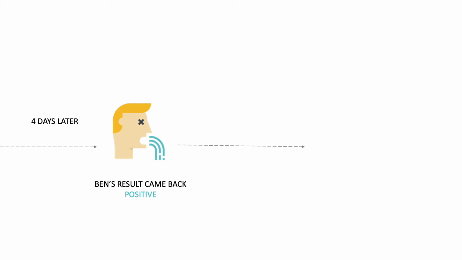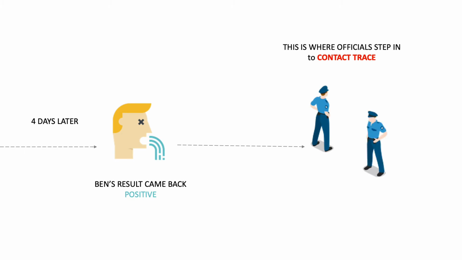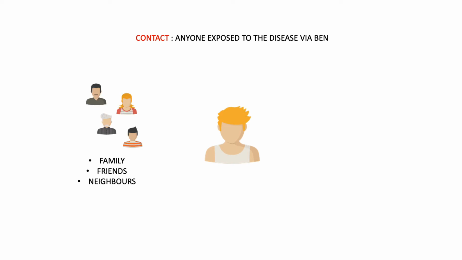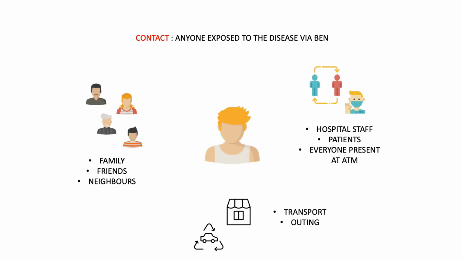4 days later, his swab comes back positive. This is where the officials step in. Who is a contact? This could be anybody who provided care for the patient or anybody who lives with the patient. Within 48 hours, we identify all the social networks of the patient and his travel history. Who does this include? It could include his family, his colleagues, school or college mates.